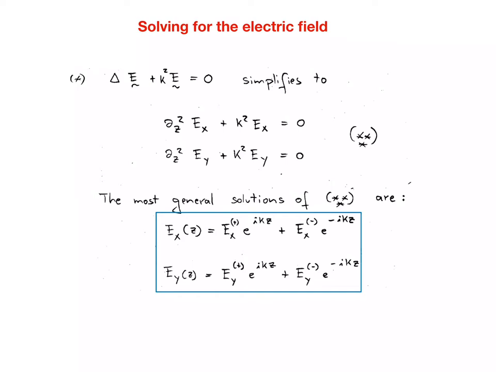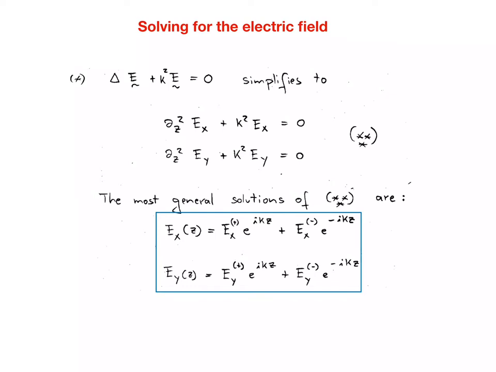Since several partial differentiations are zero and the z component of the field is zero anyway, for plane waves, the wave equation for the electric field simplifies to two differential equations, which are shown here. dz squared of Ex plus k squared Ex equals 0, and dz squared of Ey plus k squared Ey equals 0. It can be readily seen that the most general solutions to these two differential equations are given by the functions in the blue rectangle.